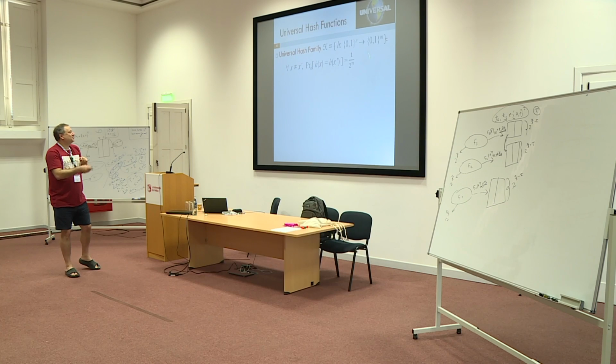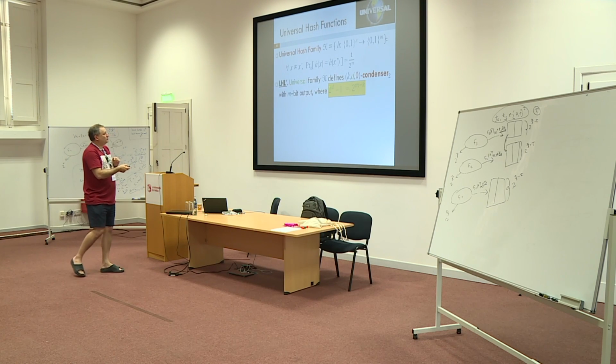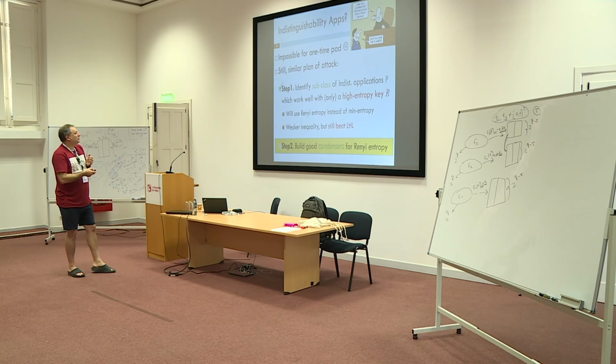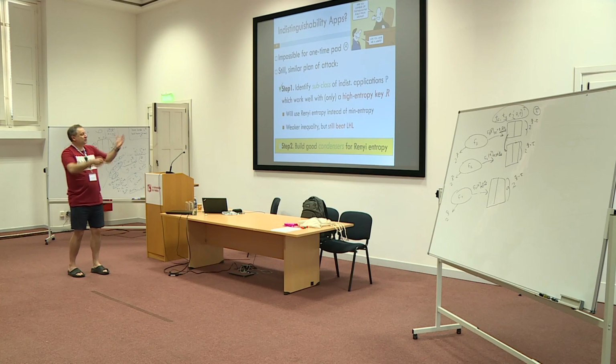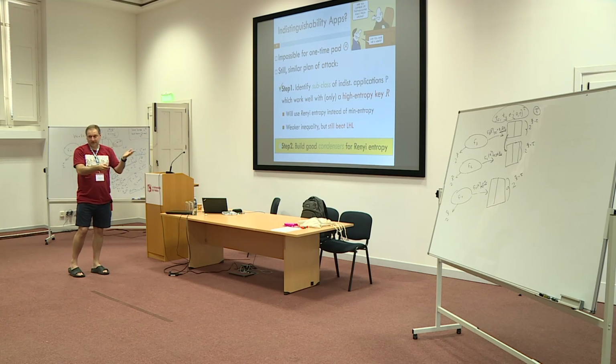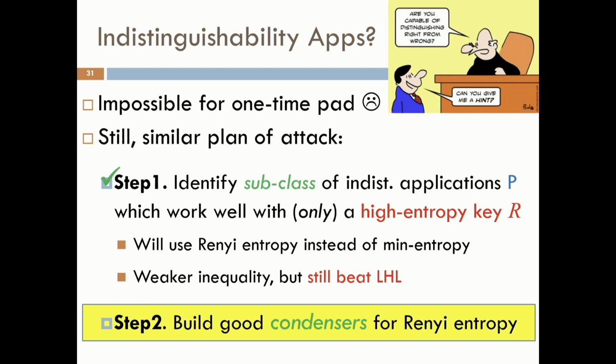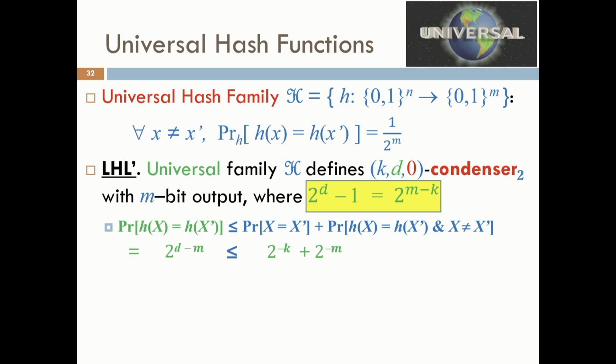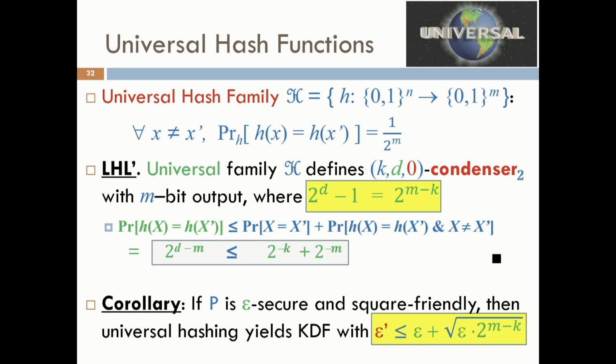So basically what we are showing here is that universal hash functions are good. All it shows is that we just need to build this good condenser, but for any entropy. Remember, for this result we need this notion of any entropy. So sorry about it. If you want, we can start.